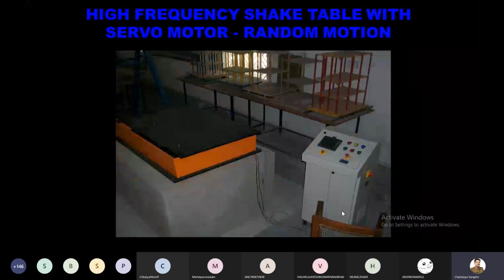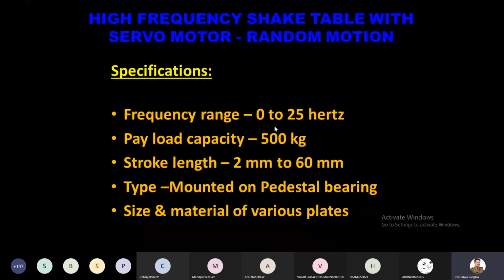See, this is the shake table which was finalized at the end. It is 5 feet by 3 feet. This is 5 feet and this is 3 feet, and this is the control panel we have. So we have a shake table with random motion, right? It is also high frequency, 15 hertz frequency we can apply here, and actually it is not 25 hertz, it is 15 hertz. The payload capacity is 500, but we have tested, basically the capacity is almost 1000 kg, but we are testing at 15 kg most of the time, and the horizontal displacement is 60 mm, that is the maximum, right?